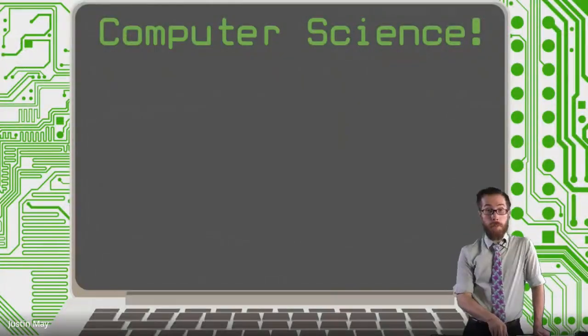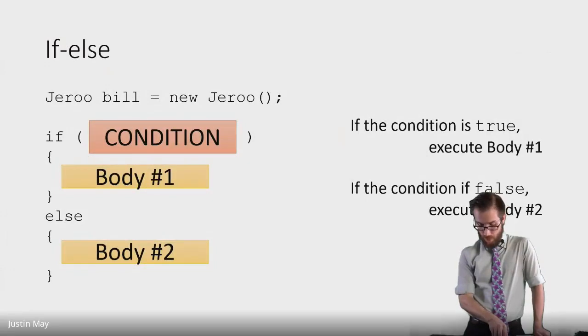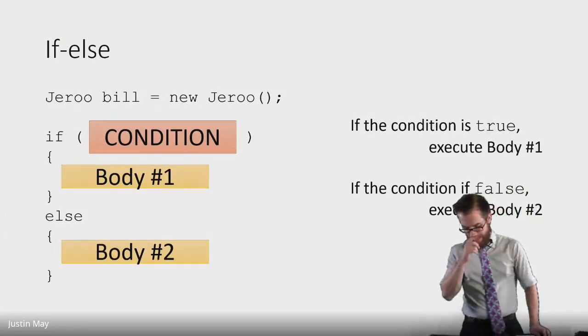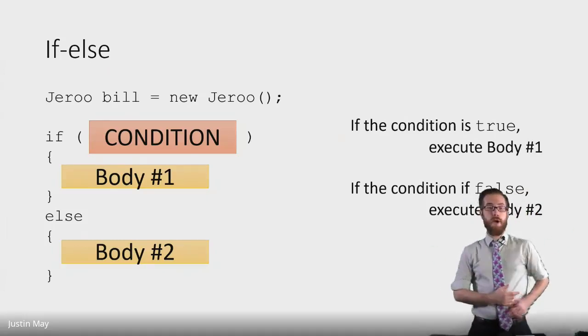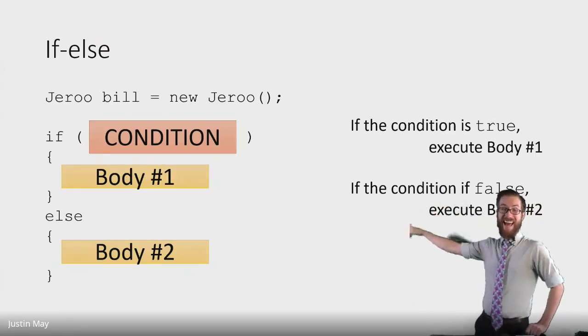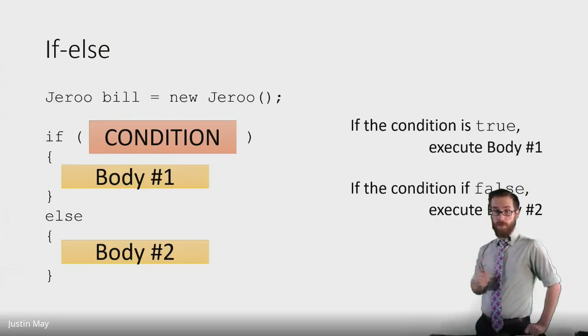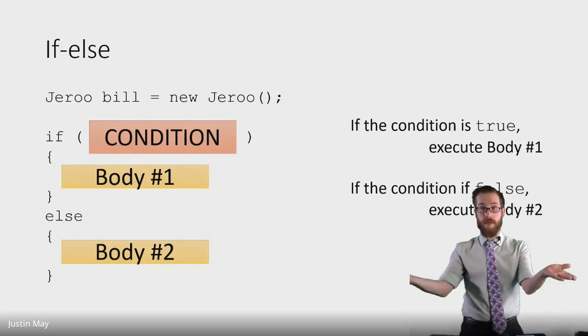We can do a little bit more with an if statement. We can add an else condition to an if statement. So instead of saying, if this is true, do something, if it's not true, don't do that, we can say, if this is true, do body number 1, else if it's false, do body number 2. So instead of saying either do this or don't do this, we can say do this or do this other thing, one or the other.